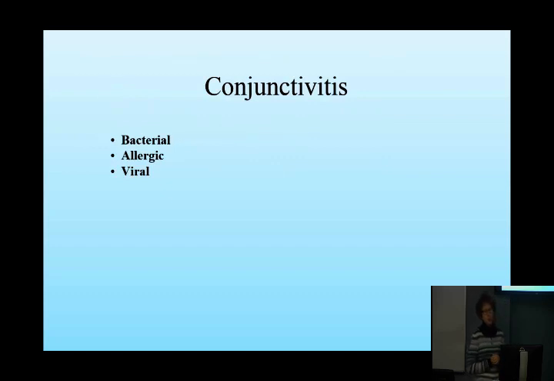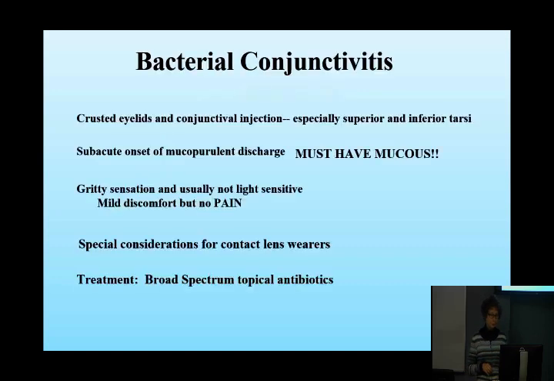So I'm going to first go over the group of conditions that we call conjunctivitis. This is probably the most common type of eye condition that you're going to see in a general practice. Most people think of conjunctivitis as quote-unquote pink eye. Pink eye is considered a bacterial conjunctivitis, but there is also allergic conjunctivitis as well as viral conjunctivitis. Bacterial conjunctivitis will by far probably be the most common one that you will encounter.